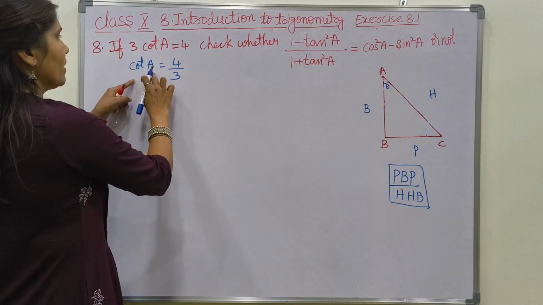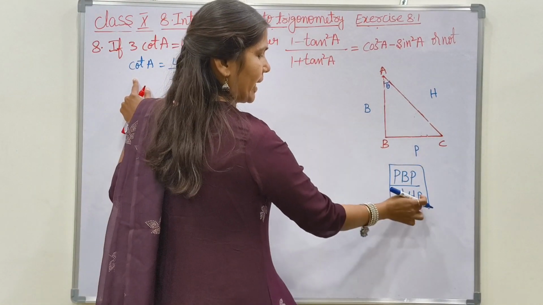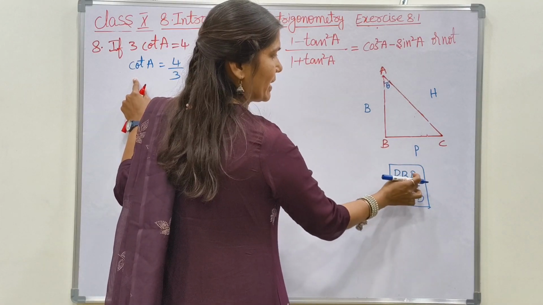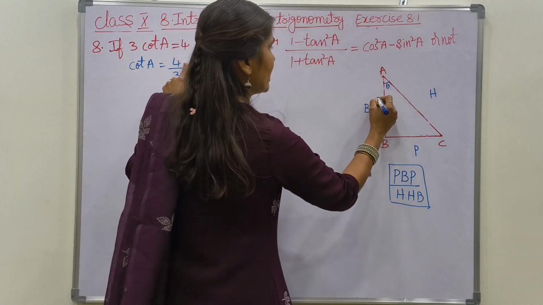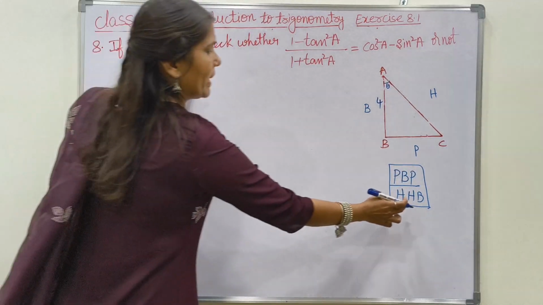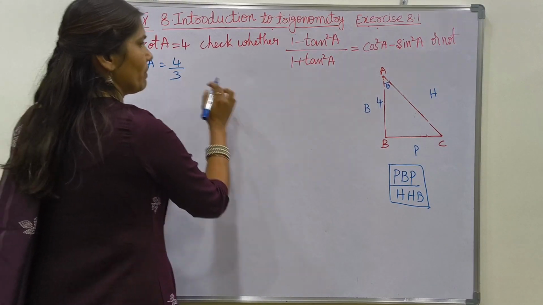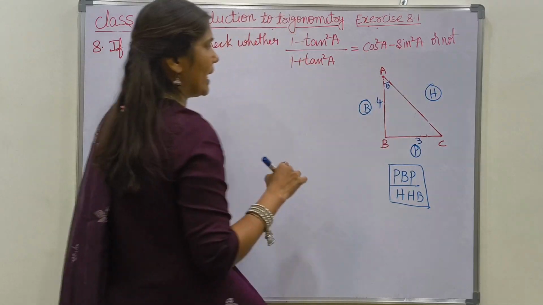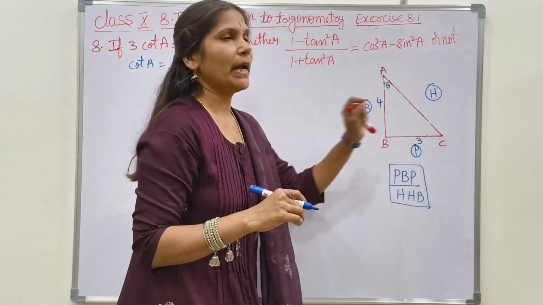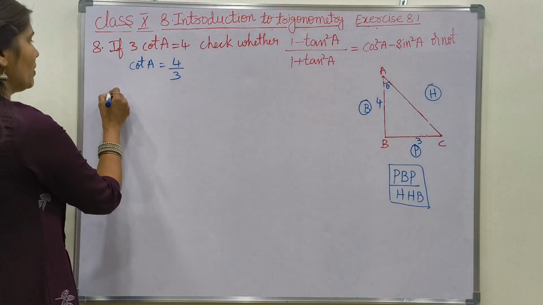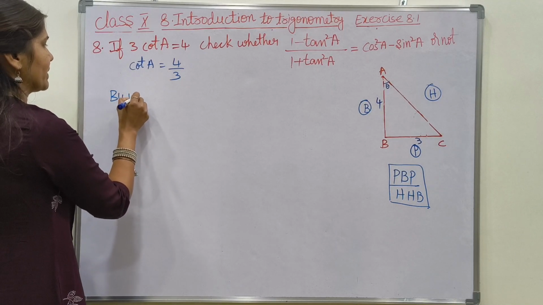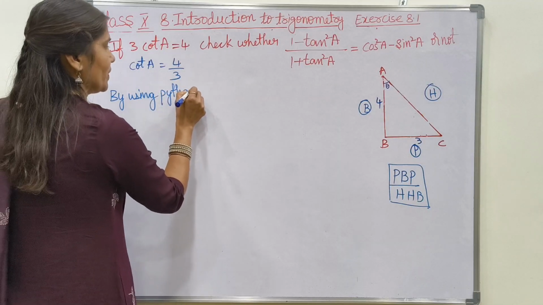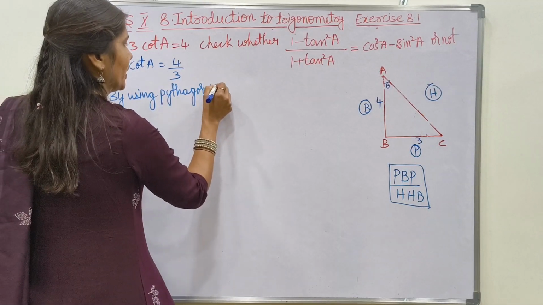Now see here, cot means what? Sine, cos, tan. So cot means base by perpendicular. Base means what? This is the 4. Base by perpendicular. Perpendicular means what? 4 by 3. So this is the 3. This is the perpendicular, this is the base, this is the hypotenuse. So in this one we don't know the hypotenuse. Now we will find. Now by using Pythagoras theorem, write it, theorem.